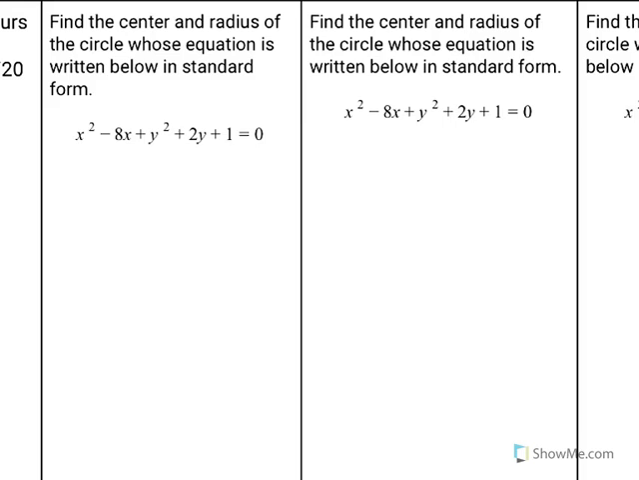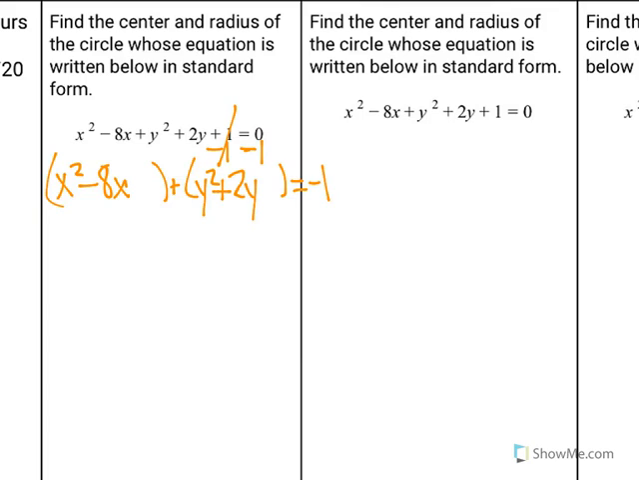So because our constant is this +1, remember a constant is a number without a variable, we need to do the opposite of adding 1 and subtract 1 from both sides. So when we do that, we have x squared minus 8x, and I'm going to group my x's together, plus y squared plus 2y, and again I'm grouping my y's together, and that's going to be equal to -1, because here our 1's cancel out, and 0 minus 1 is -1.